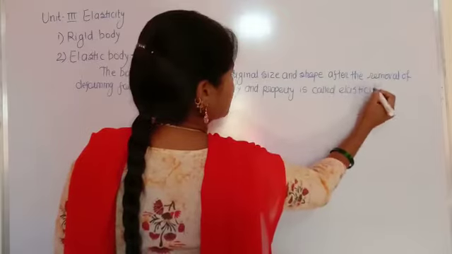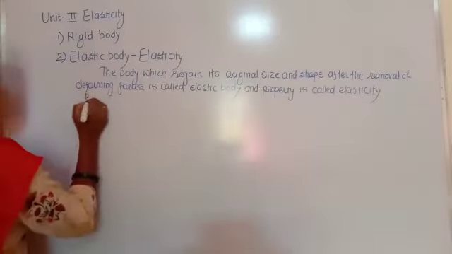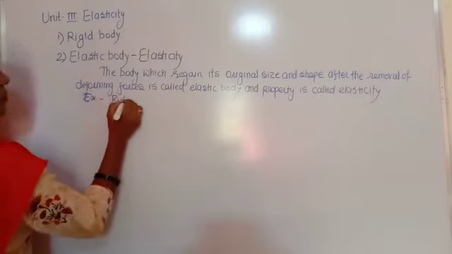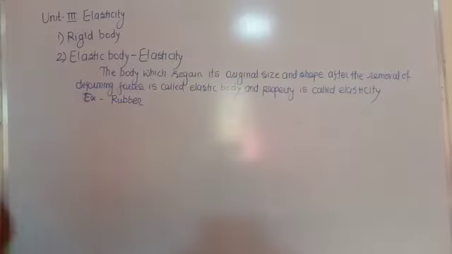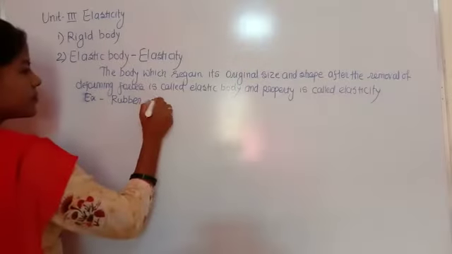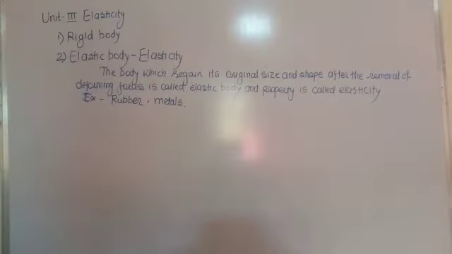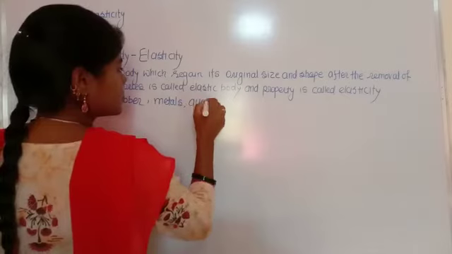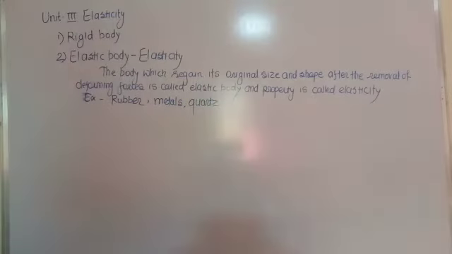So the examples of elastic bodies are, first, rubber, second, metals, and the next example is quartz. So these are the examples of elastic bodies.